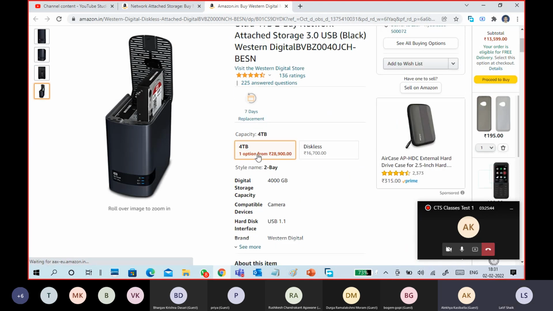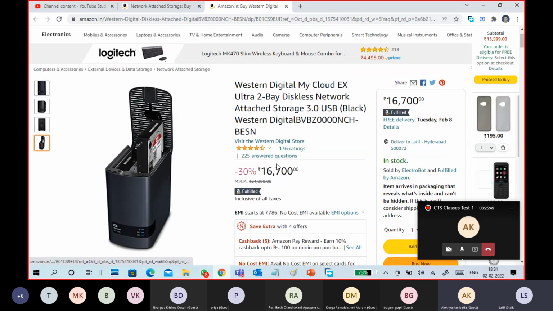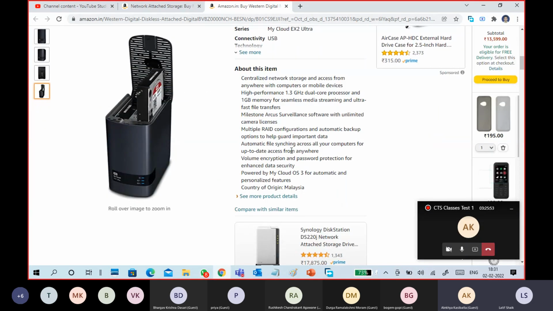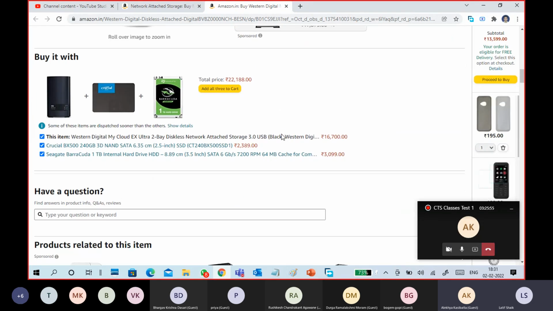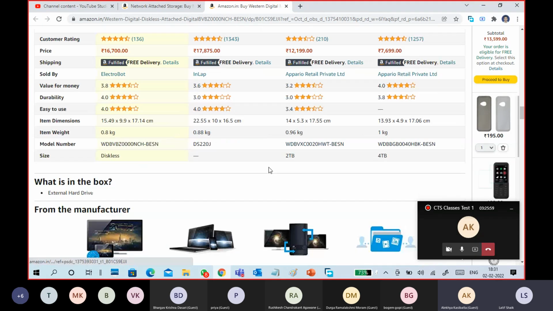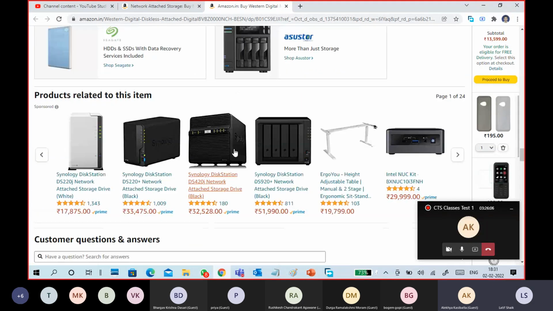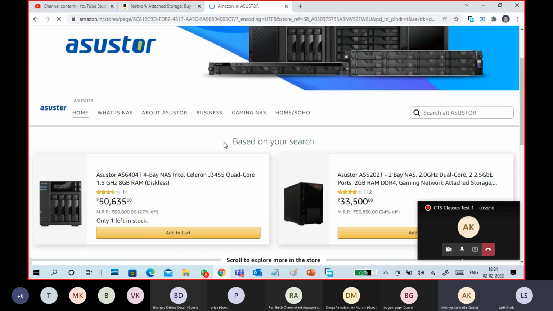Okay. So, 4 terabyte diskless. This is diskless, so you have to add a hard disk, two hard disks. You can add two hard disks, and you can configure a RAID configuration on it also. You can see it like this, and from here we can access it. You can open anything. You can see it's a disk base.